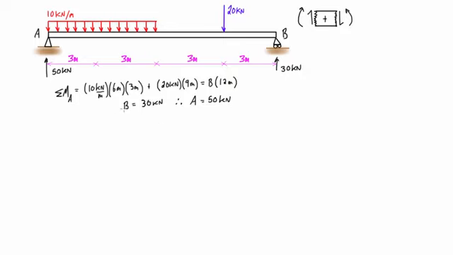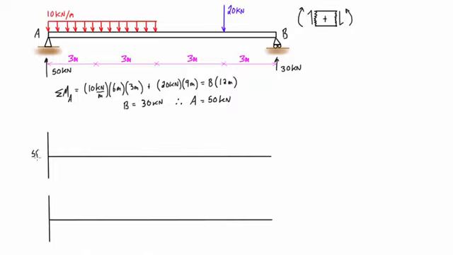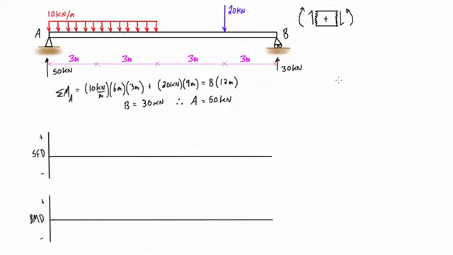Okay, so now we want to draw on our shear force diagram and bending moment diagram, and then we're ready to start looking at our shear force diagram. The way that we're going to do this is we're going to go from left to right. We can start off by having a virtual cut just to the right of this support, and we know that the support here is going to be 50 kilonewtons.